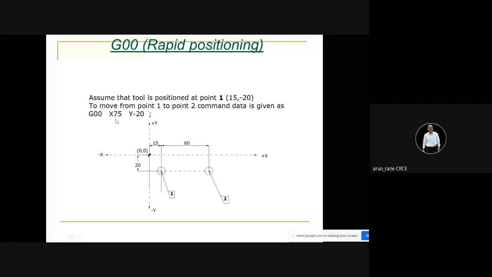Had it been G91, incremental mode, then X would have been 60 and Y would have been 0. So this is what G00 positioning is.